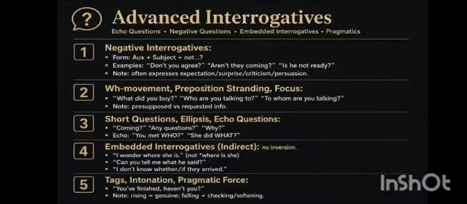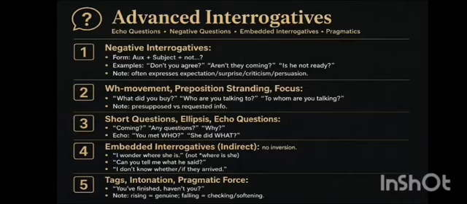Now, the typical structure for negative interrogatives is auxiliary verb plus subject plus not plus main verb. For example, don't you agree? Aren't they coming? Is he not ready? These are all negative. Negative interrogatives often carry a stronger pragmatic force than simple affirmative questions. They often express surprise, expectation, criticism, or persuasion, not just a request for information.